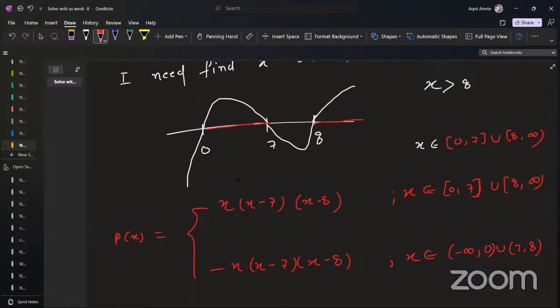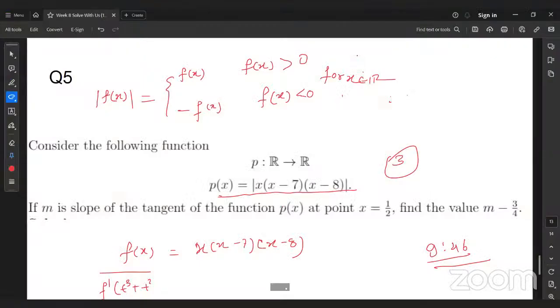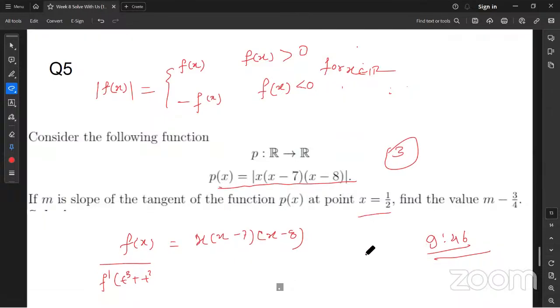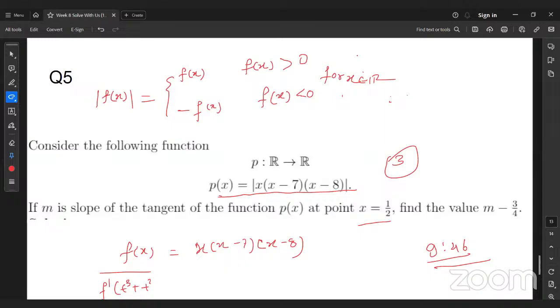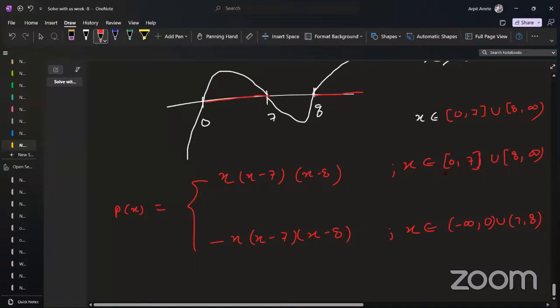Now, what is my further question? It is saying we need to calculate the slope at x equals 1 by 2. Where will x equals 1 by 2 come? Here only, in this section. So we need to see this function.